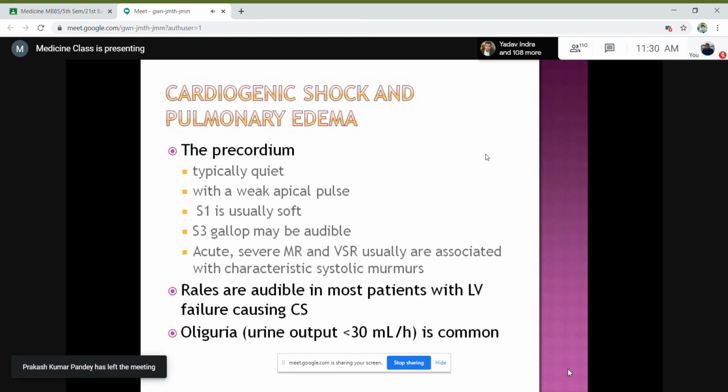When we are doing the respiratory system examination, there may be crepitations or rales which are audible in patients who have left ventricular failure causing cardiogenic shock. Oliguria is also common in these patients.